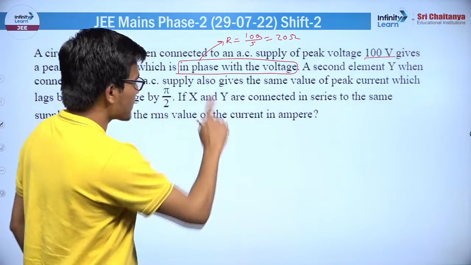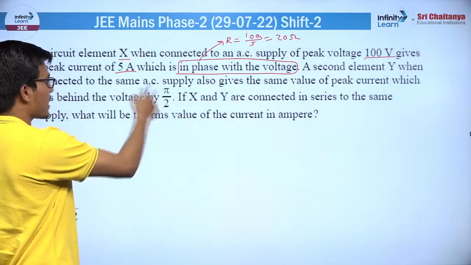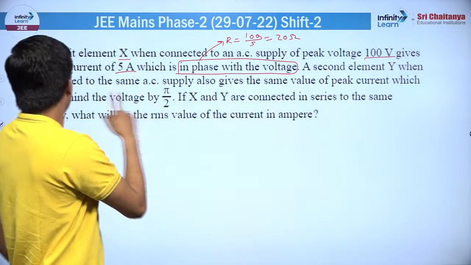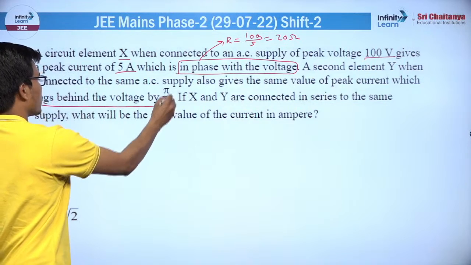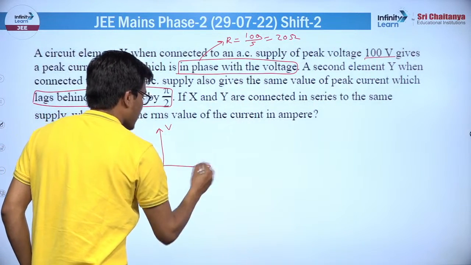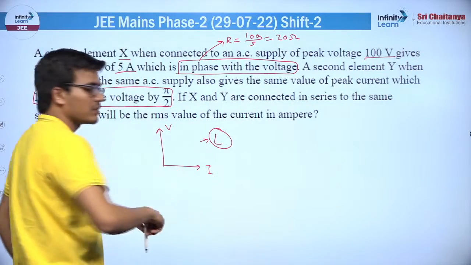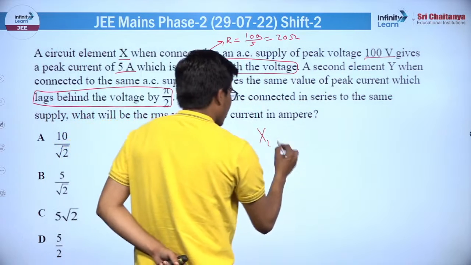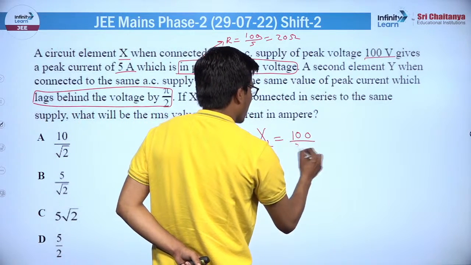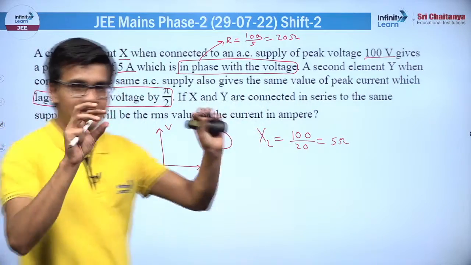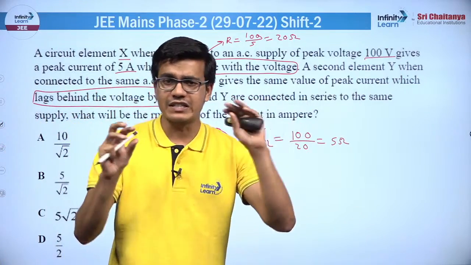In the second case, the second element Y, when connected to the same AC supply, also gives the same value of peak current, which lags behind the voltage by pi by 2. Means if voltage is this, current is this. This only happens in the case of an inductor. So you can find that XL will be the maximum voltage upon maximum current, again 5 ohm. So you know two elements are there, resistance is 5 ohm and inductor is also 5 ohm.